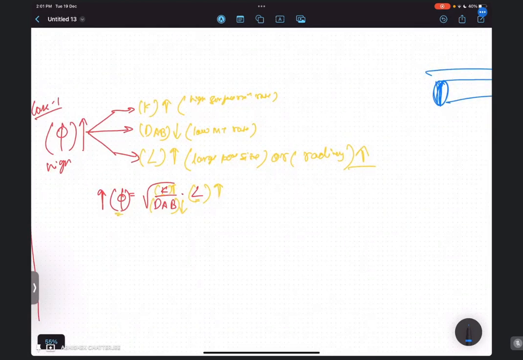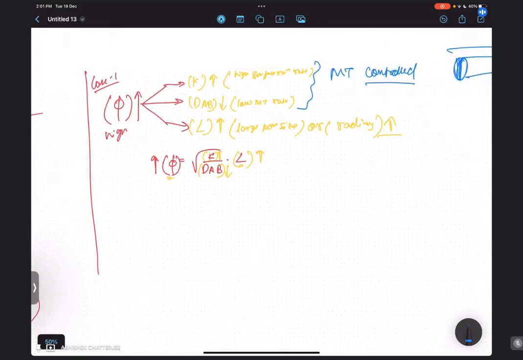And another conclusion is that if k is high and DAB is small, then we can say that this will be mass transfer controlled. Because from childhood we are learning that the slowest step is the rate determining step. So the slowest step is the mass transfer step, the low rate step. That means this will be mass transfer controlled. So whenever the Thiele modulus is high, the overall reaction is mass transfer controlled.